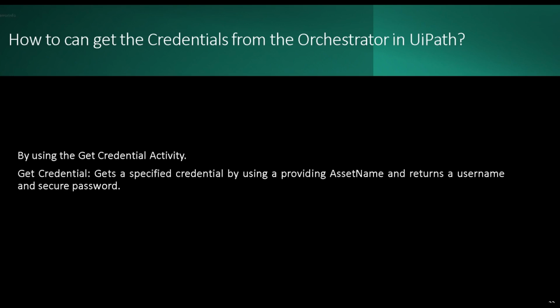Okay, so the Get Credential activity gets a specified credential by using a provided asset name and returns the username and secure password. You have to pass the asset name of the credential that you stored in the Orchestrator. By passing that asset name, you can get the username and password into your workflow. Okay, so let's go to the next question.